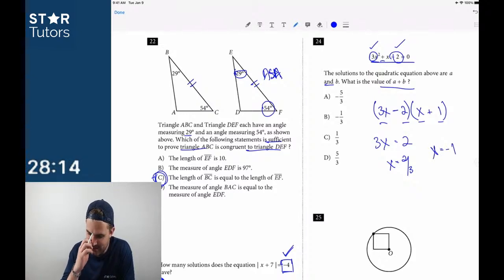If they're added together, what do we get? Negative 1/3, I think, for 24, b. Right, because they're looking for a plus b. Be really careful on that. We add negative 1 into a plus b, right? Yep.